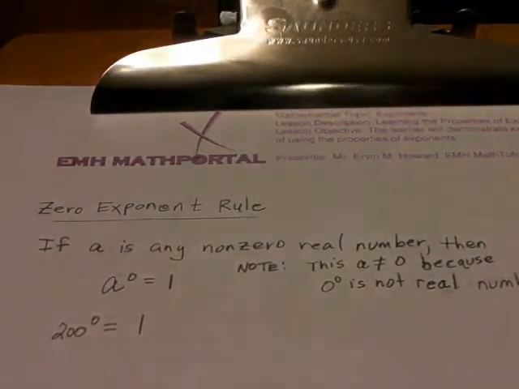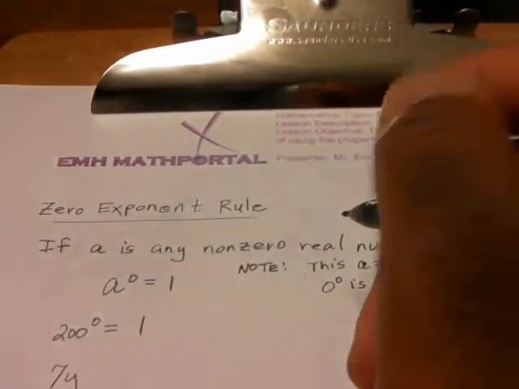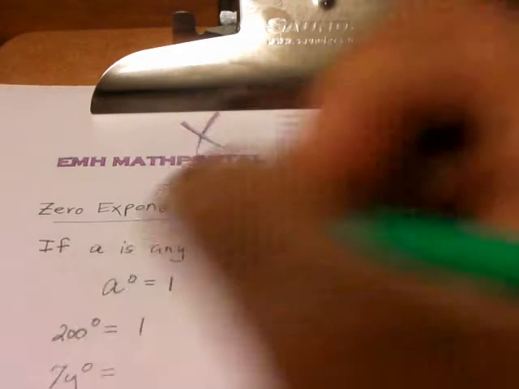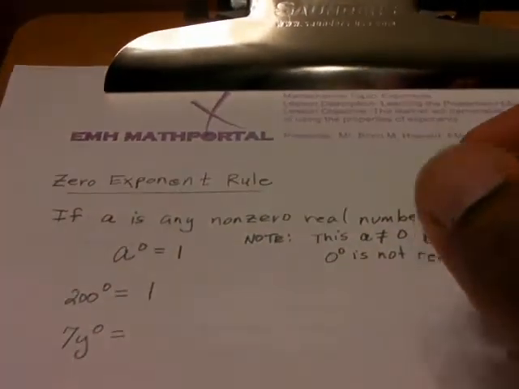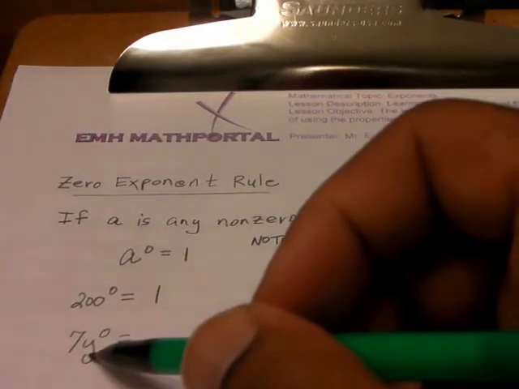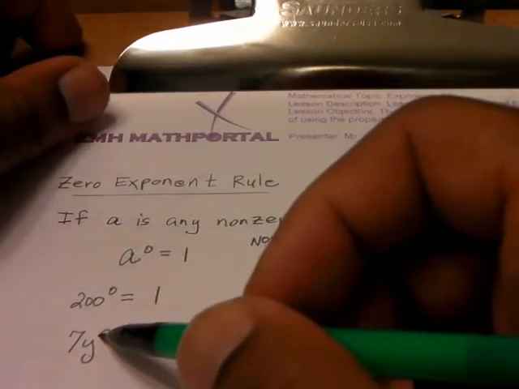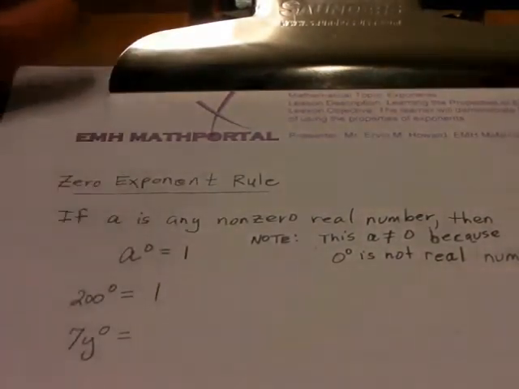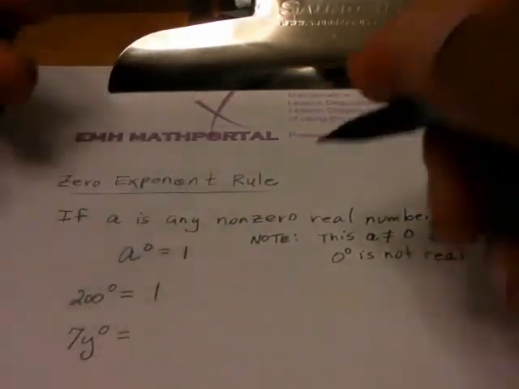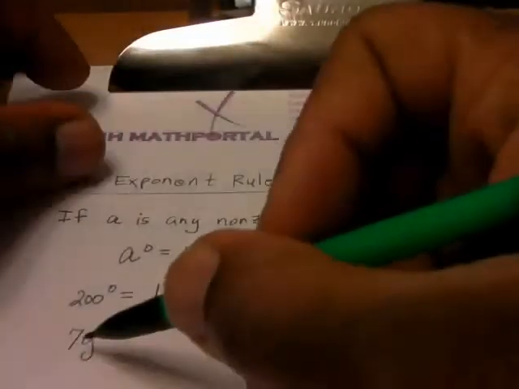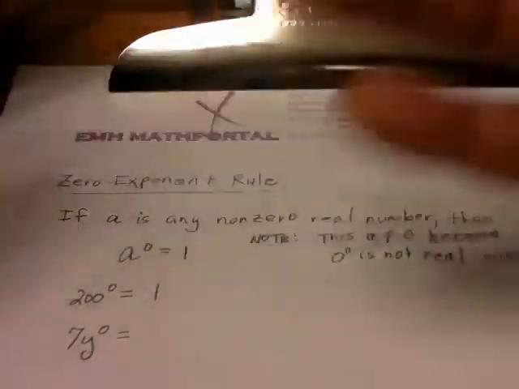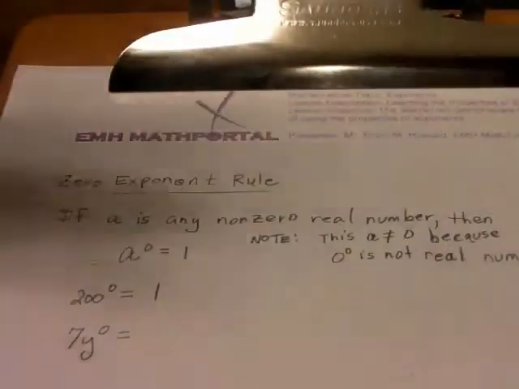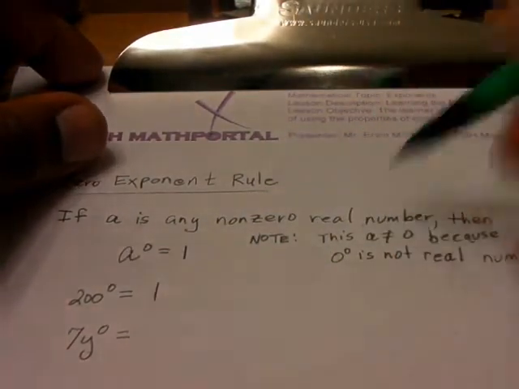All right. Let's try another one. Let's try a coefficient and variable: 7y raised to the power of 0. Notice that there is a coefficient in front of the y variable, raised to the power of 0. Again, when you have variables with coefficients, the value is unknown because we don't know what y is, but we can assume that y is some non-zero real number.